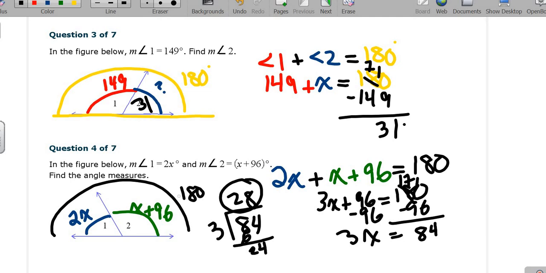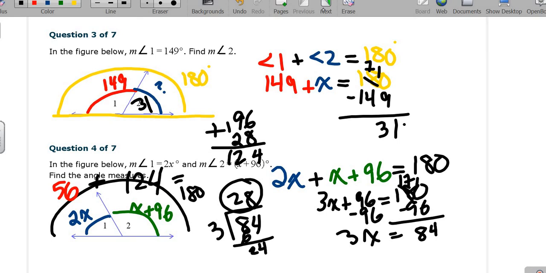Be very careful. It's most likely not just going to ask you for x. We plug it back in. 2 times 28, that's 56. And then you have 28 plus 96. And we get 124. If you add 56 and 124, you get 180.